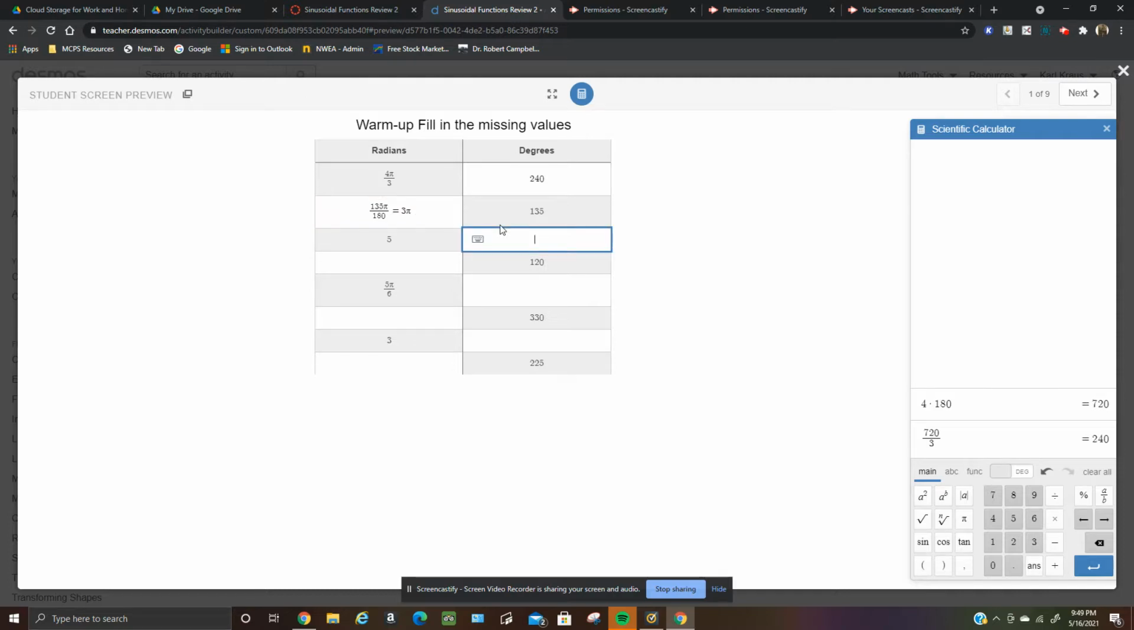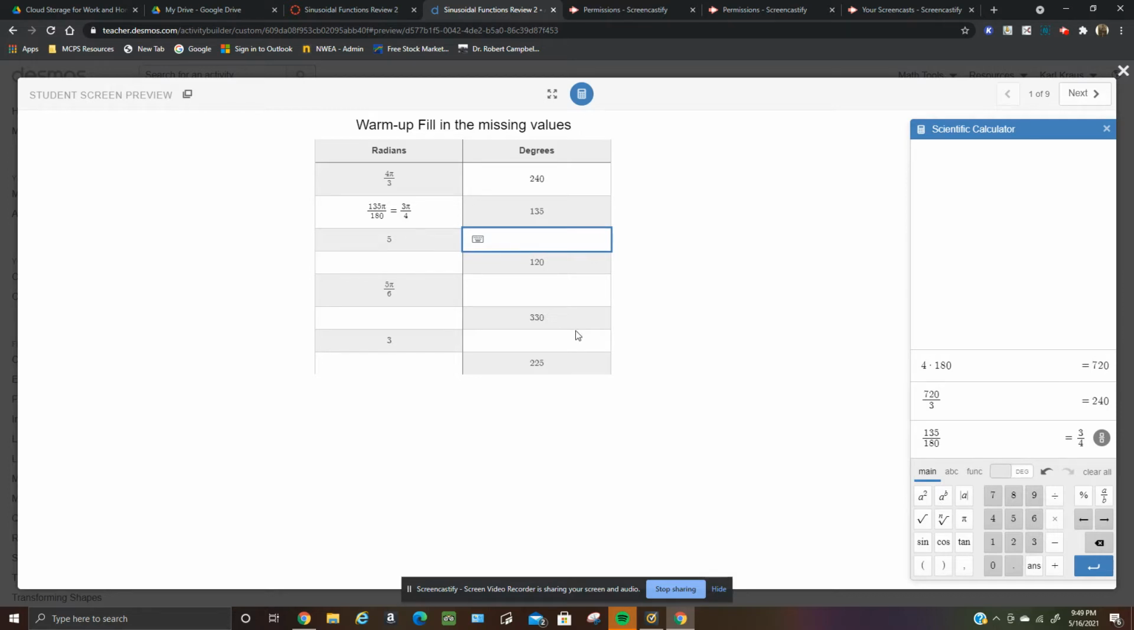And 180 divided by 45 is 4. Or you could come over here and do 135 divided by 180 and turn that to fractions as 3/4.